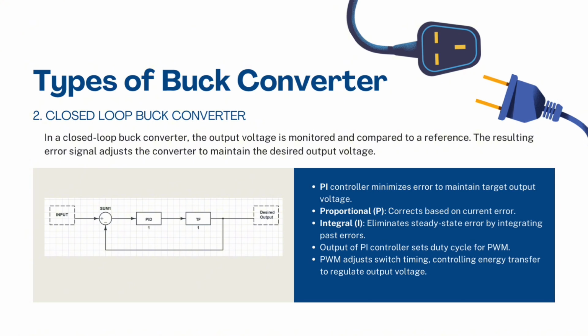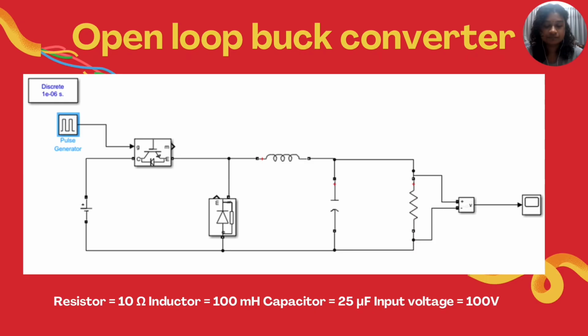P means it is to correct present or current error. Meanwhile, integral eliminates steady state error by integrating past error. The output of the PI controller sets the duty cycle for PWM, which is pulse width modulation. This PWM then adjusts switch timing, controlling energy transfer to regulate output voltage.